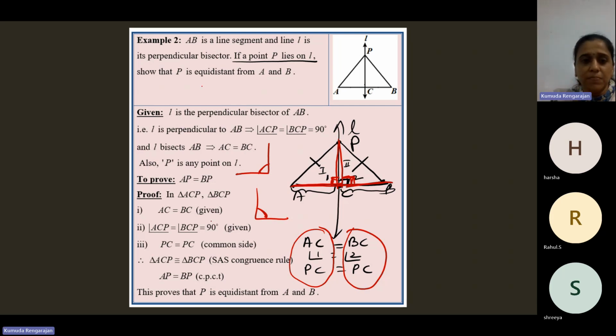Now coming to the order. AC, PC. Let it end with the common letter and start with the common letter. So AC, CP. Then BC and PC.